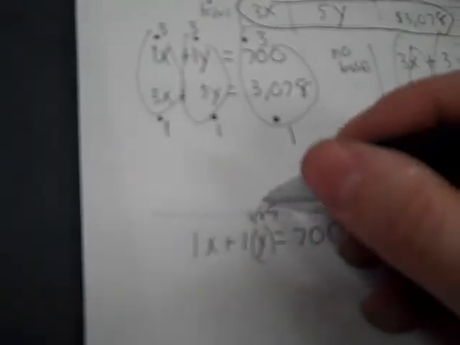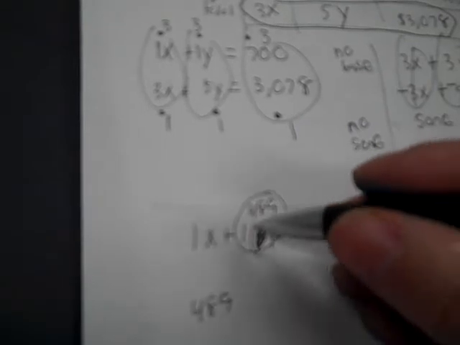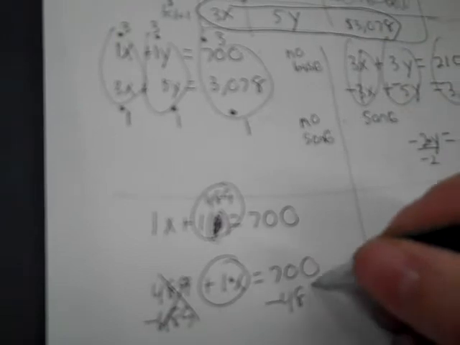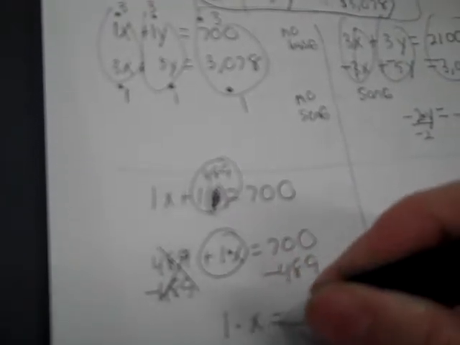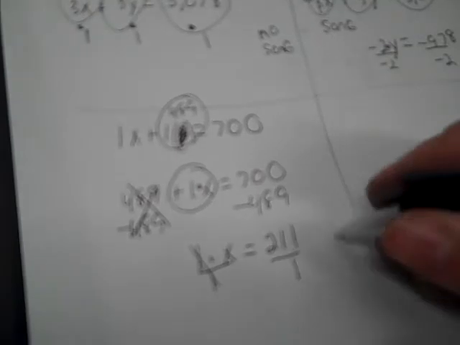Okay, and now get your other answer. You have your answer for y, so we're going to replace the y with 489. Okay, and y is now gone. So 1 times 489 is 489, but not with y. It's just 489 plus 1x equals 700. Then I dot my x, circle it, minus 489. And 1 dot x equals 700 minus 489 equals 211. You can divide by 1, but it's not that necessary because it's just the same thing.